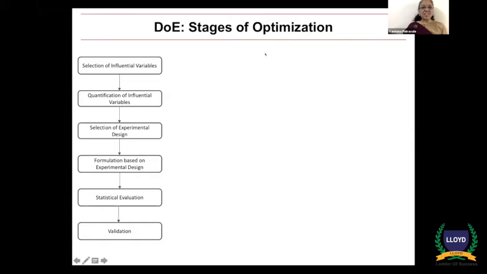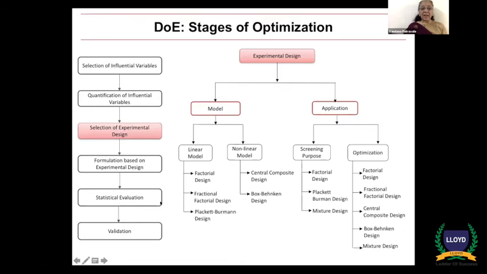So what are the stages of optimization? You are first selecting influential variables or input variables. You are assigning values to those influential variables. Then you are selecting the experimental designs from whatever we discussed in the last 2 slides, depending on what levels you have fixed. Then you are carrying out the formulations. Then you are doing the statistical evaluation, and finally the validation.